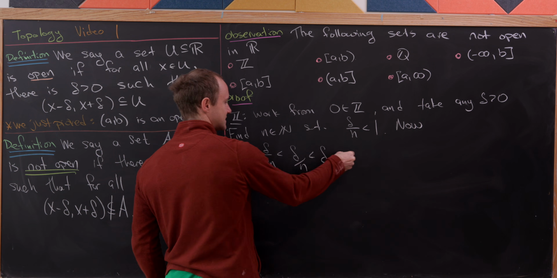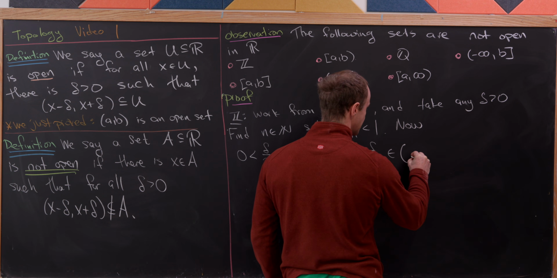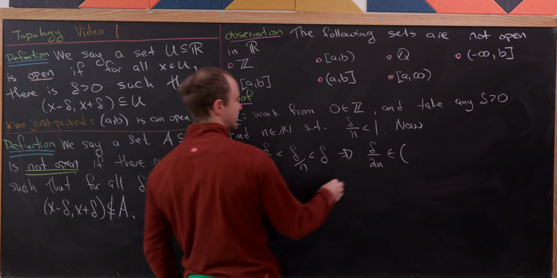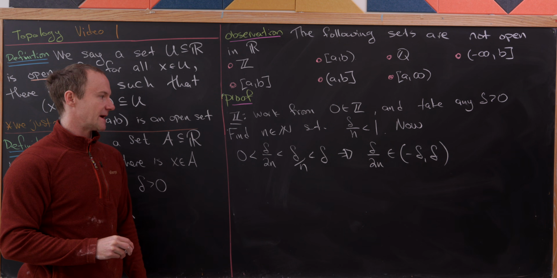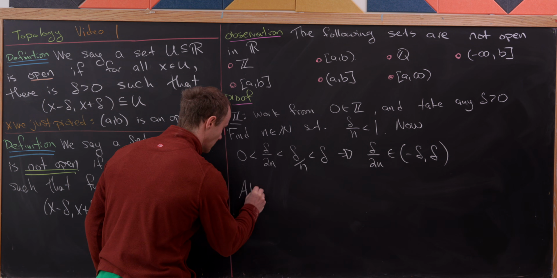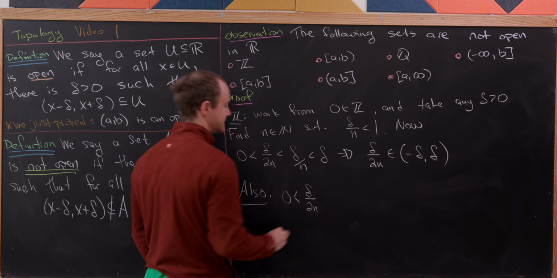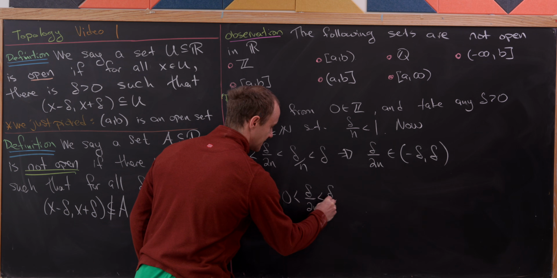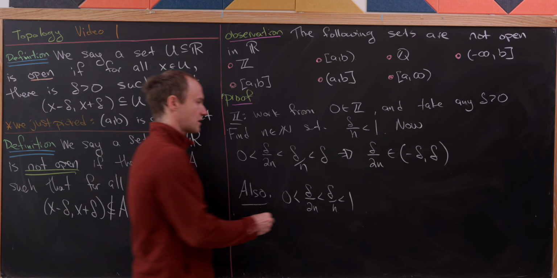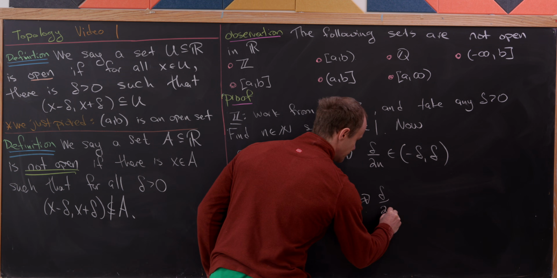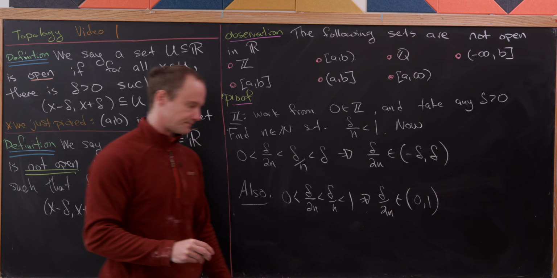But then what does that tell us? That tells us that delta over 2 times n is on the interval from 0 to delta, but specifically it's on the interval from minus delta to delta. Okay, but then also, what do we know? We know 0 is less than delta over 2 times n, which is less than delta over n, which is less than 1. And that's because of this condition right here. So that means that delta over 2 times n is on the interval from 0 to 1.